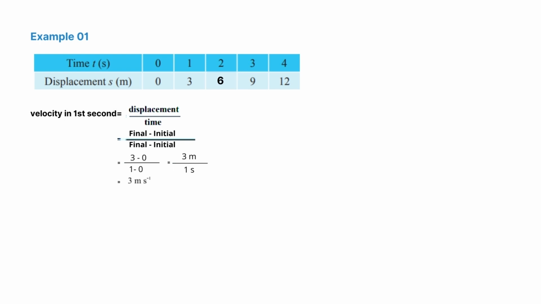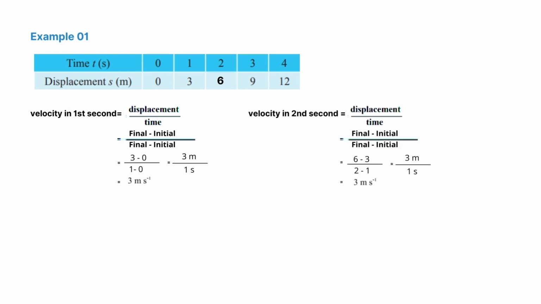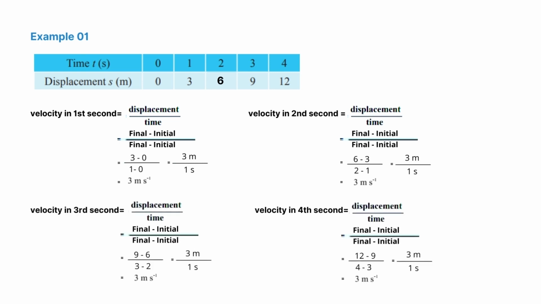Similarly if we calculate for the second second: final position minus initial position divided by 1 second, so again 3 meters divided by 1 second, 3 meters per second. Likewise for the third second and the fourth second, it's going to be 3 meters per second, and all in the same direction. So therefore the velocity of this object has not changed, the magnitude is the same, 3 meters per second, and it is traveling in the same direction. Therefore we will be calling this uniform velocity or constant velocity.